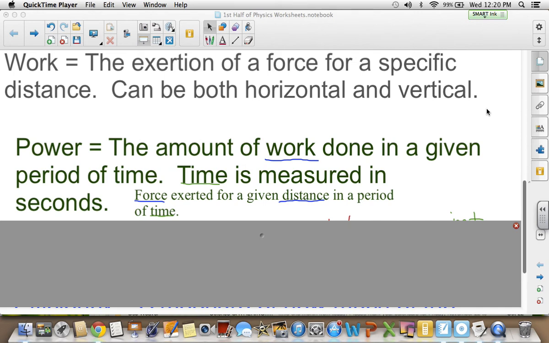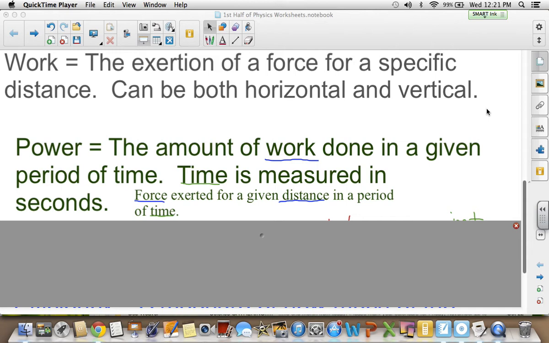All right, so here we go for today. We're going to be looking at the concept of power. And if we look at our definitions page, power is the amount of work done in a given period of time. Time will always be measured in seconds. So that's one of the things that you're always going to need to be mindful of, is that if you have time in another unit other than seconds, you have to convert them into seconds.